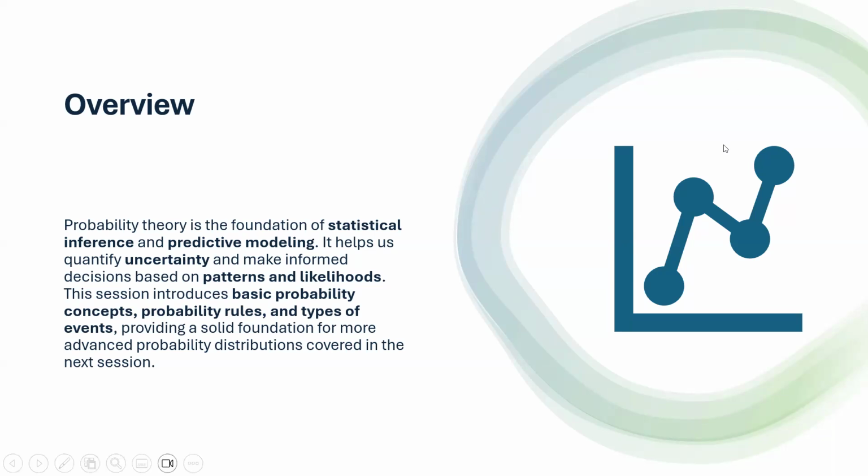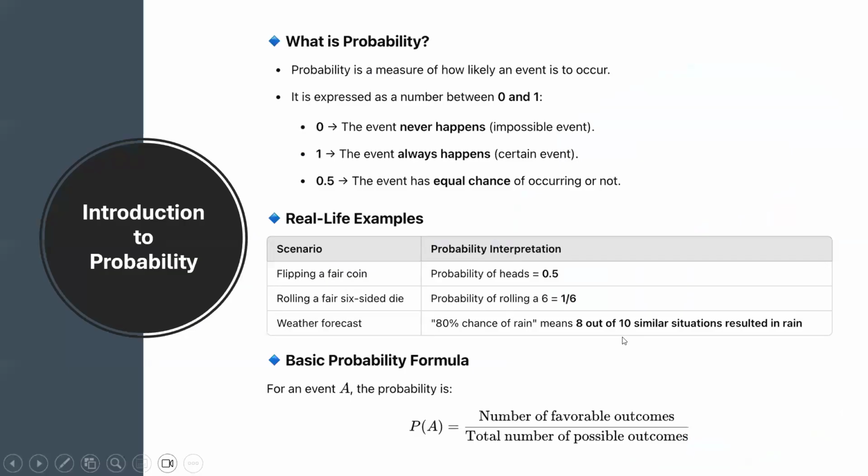So let's start with the very basic concept of probability. I've asked you one question: what is probability exactly? Probability is a measure of how likely an event is to occur, right? Let's say I'm asking you to toss a coin. What will be the probability of getting a head or tails? That kind of thing we try to quantify. It's a very basic example of finding the probability of a coin being head or tail.